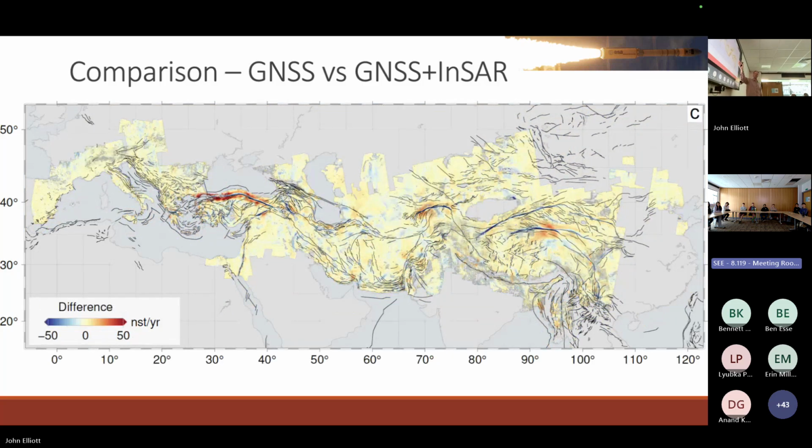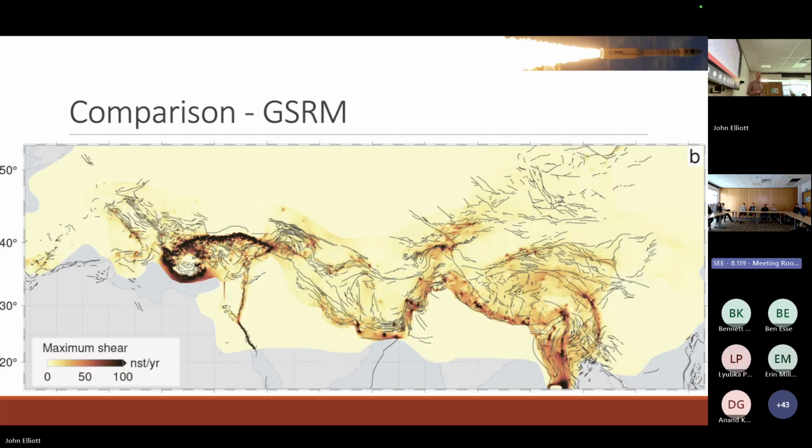So the high resolution is adding information outside of Europe where there's not much GNSS, and the resolution of the SAR is adding something. So you can see that around these faults in the Tibetan Plateau, the Pamirs in particular, and along the North Anatolian Fault in Turkey.